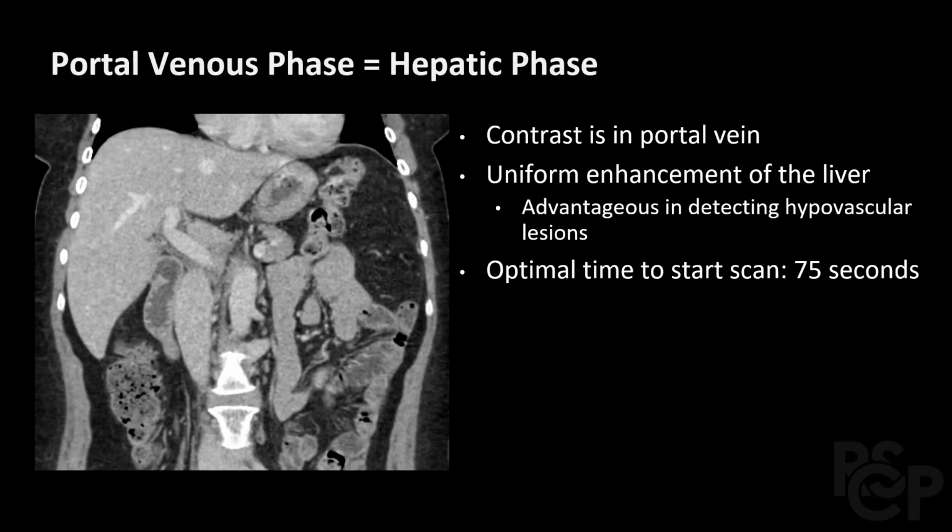The portal venous phase, or the hepatic phase, refers to the time interval during which imaging is obtained when the contrast is in the portal vein. During the portal venous phase, we notice uniform enhancement of the liver, which is especially advantageous in detecting hypovascular lesions. It's important that we understand that hypoenhancing lesions, such as most METs, stand out better against the liver in this phase because the liver strongly and homogeneously enhances during the portal venous phase. Hypovascular metastases are usually seen as hypodense lesions in the late portal venous phase.